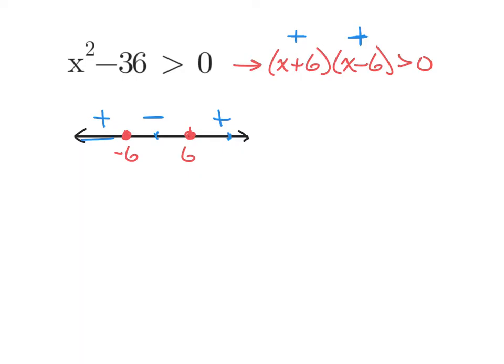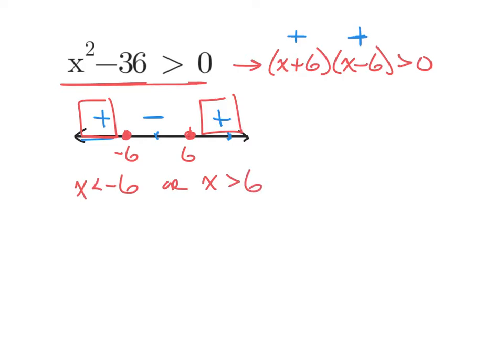Now, what do we want? Go back to the question. I want to know when the expression is strictly greater than 0. Well, that's going to happen when it's positive. So when x is less than -6 or when x is greater than 6. Not equal to this time, because we're not allowed to equal 0.